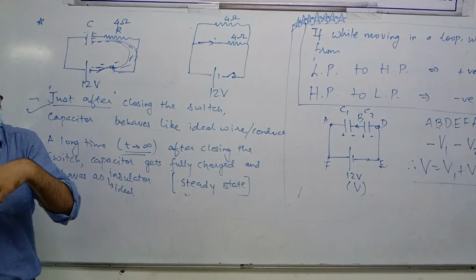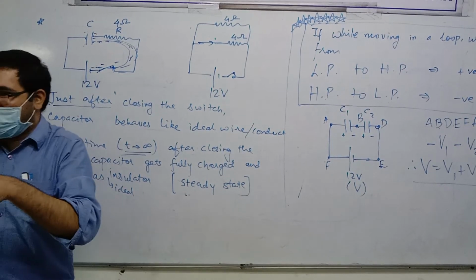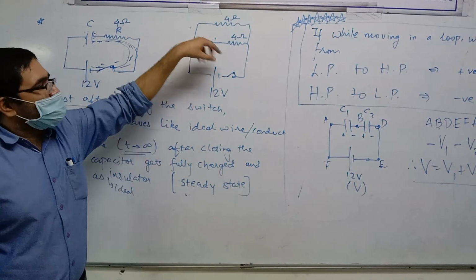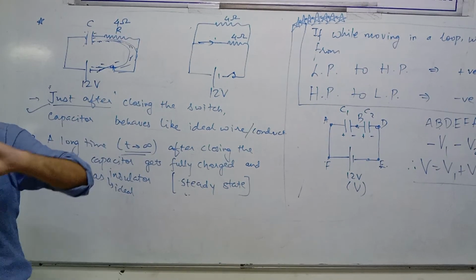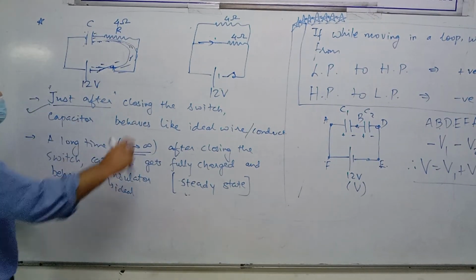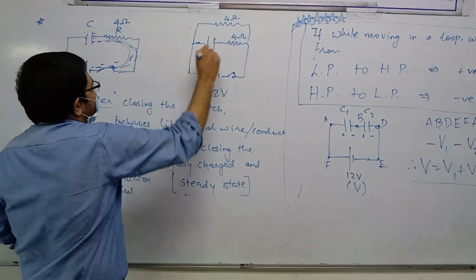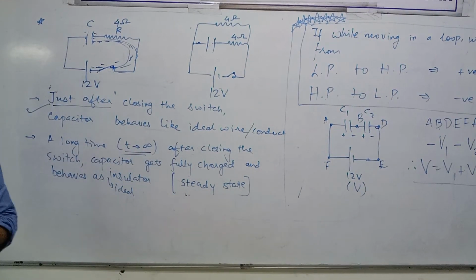The formula is 1 by R equals 1 by R1 plus 1 by R2. So this is 2 ohm and this is 12 volt. So the current will be 6 ampere. But after a long time, what will happen? This capacitor which was there will become an insulator. Insulator means current will not flow.